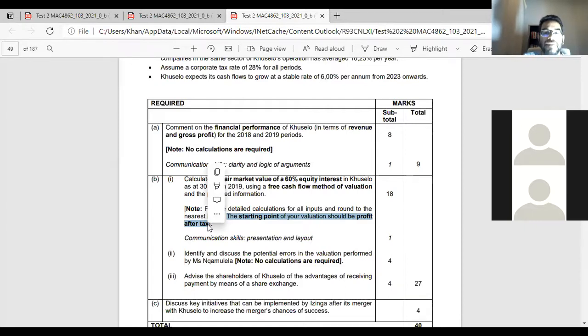They're testing some principle. So by starting with operating profit, we skip the step of starting with profit after tax and then getting to operating profit. So they want you to start with profit after tax and then get to operating profit. And the reason they're doing this is to test some critical principles. So just take a note.